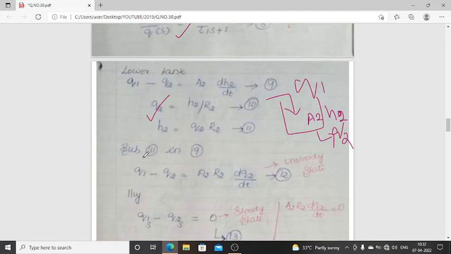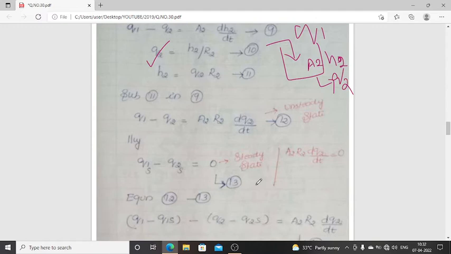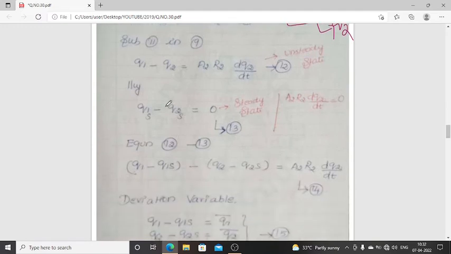So what is the 9th expression? Q1 minus Q2 is equal to A2 R2 dQ2 divided by dt. This is the unsteady state condition. Similarly, for the steady state condition, Q1s minus Q2s is equal to 0. Already I said, the rate of accumulation is equal to 0 at a steady state condition, so we should take 0.